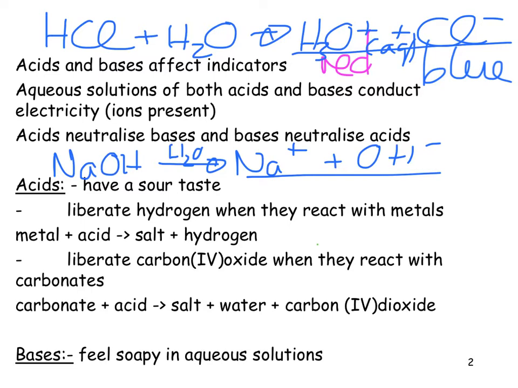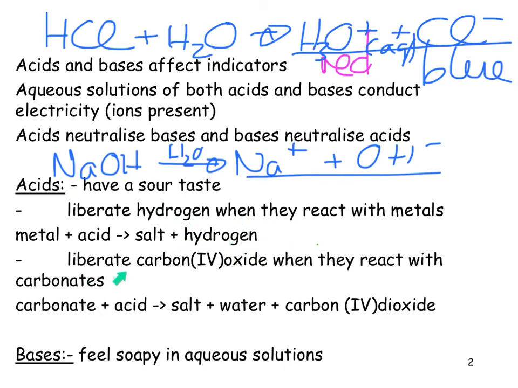Acids will neutralize bases, and bases will neutralize acids, and we'll discuss that in more detail in a second as to exactly why, but we all know that they are basically the opposites of each other. Acids have got a sour taste. If you put a metal into an acid, you'll get salt and hydrogen. Remember, the test for hydrogen is that it causes a flame to go pop.